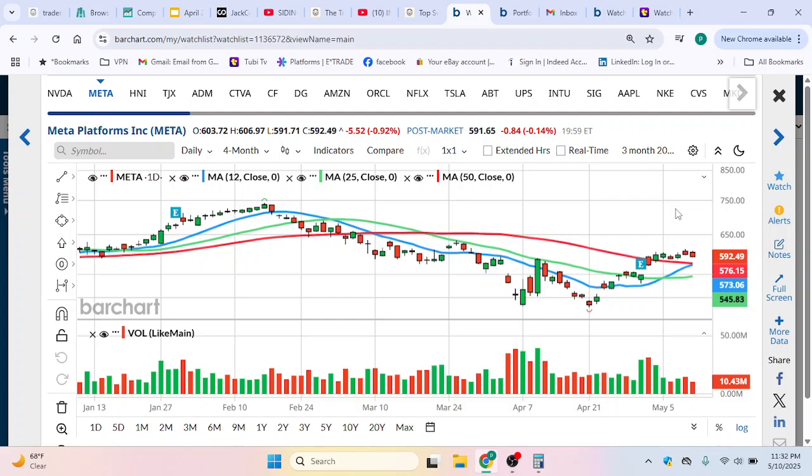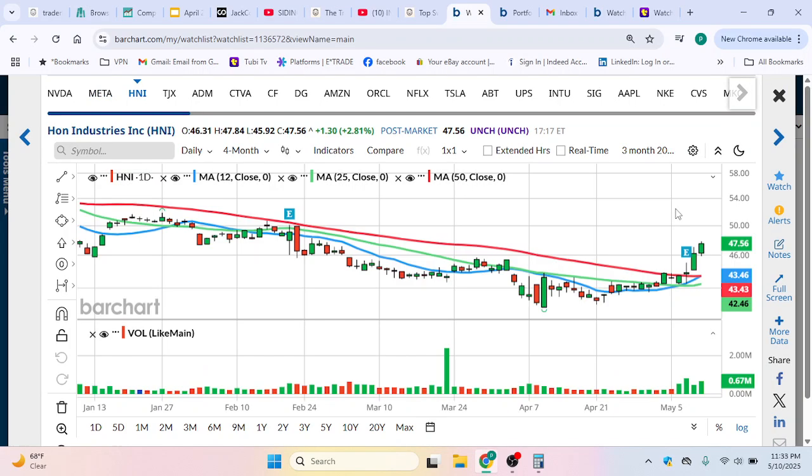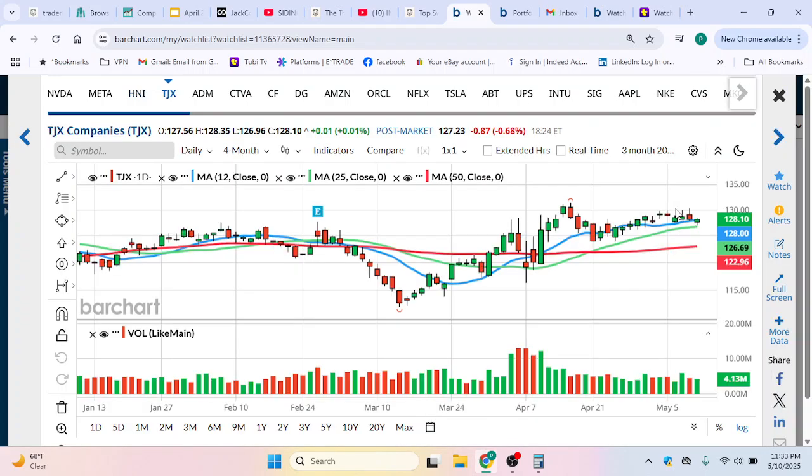And Meta, I wouldn't say it's necessarily out of a downtrend yet, but it's clear it had some improvement, right? Something like Honeywell, which is a more established company, has had a nice move up recently after an earnings report, but it was still on a downtrend for a long time. So we're starting to see some improvements in these individual stocks. TJ Maxx has shown some relative strength. It's closed above all of the key moving averages. So TJX companies looks like a little bit of relative strength for the time being.